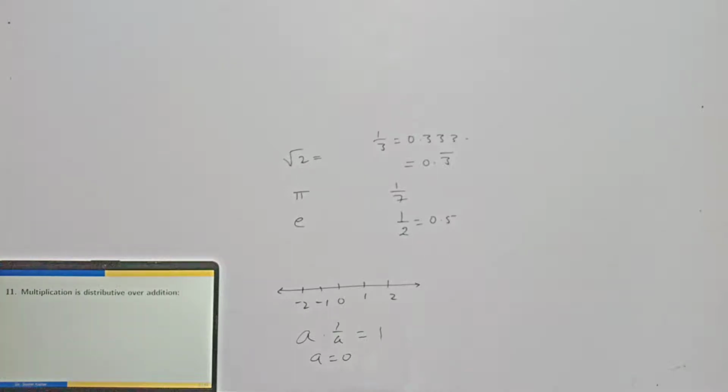Next, multiplication is distributive over addition. This is the 11th axiom about real numbers. What does it mean? a into (b plus c) equal to ab plus ac. This can also be written as (b plus c) into a. So multiplication is distributive over addition. You can open the bracket like this. Multiplication is distributing over b as well as c. You can see here. Okay, so distributive property holds.